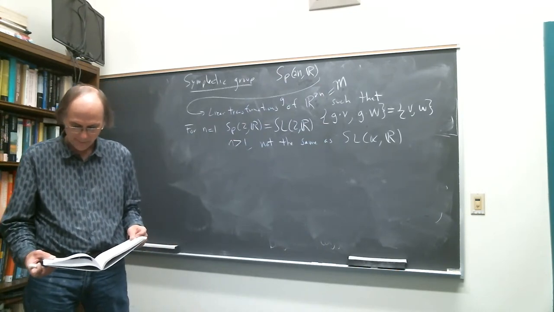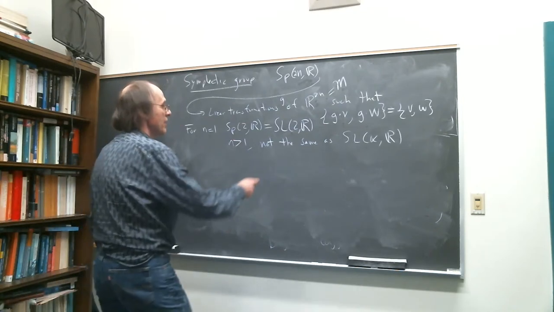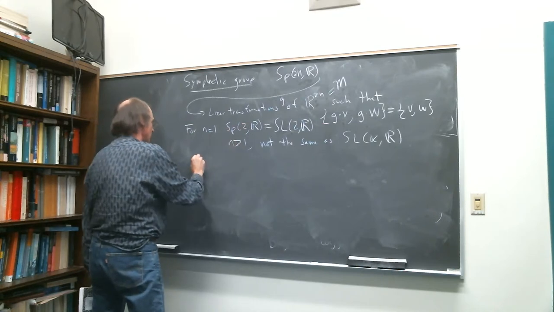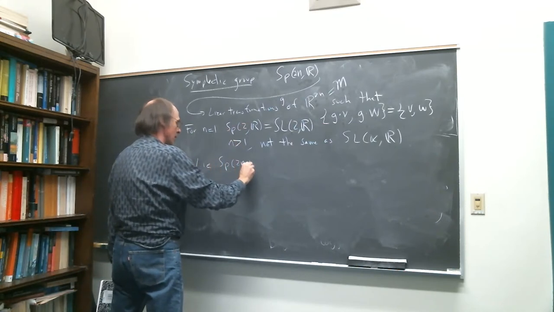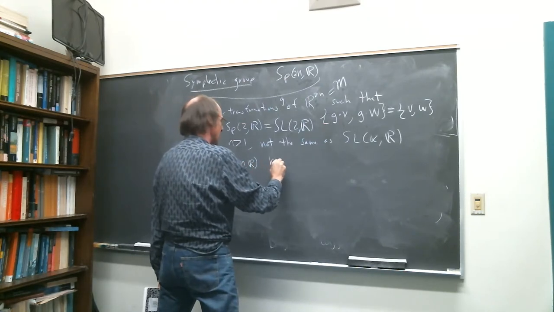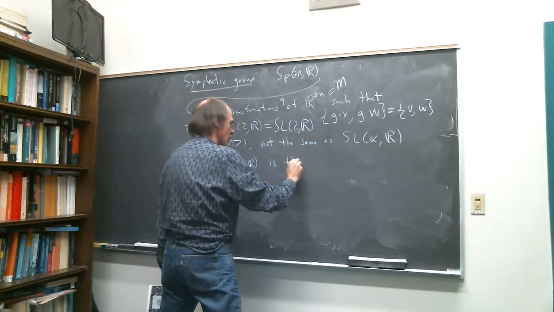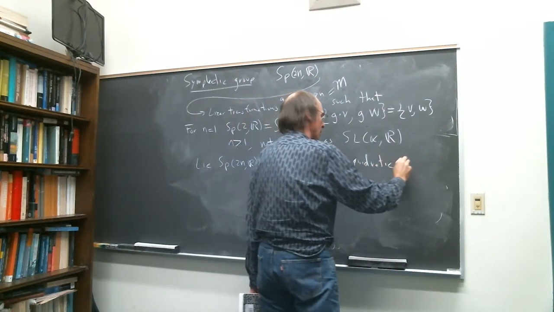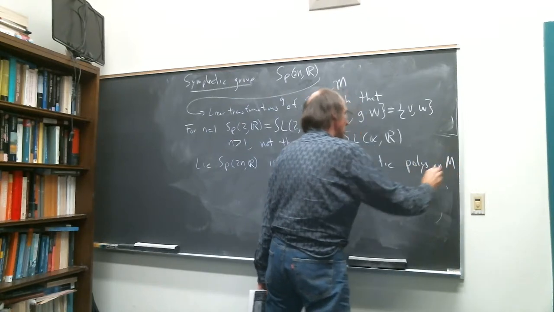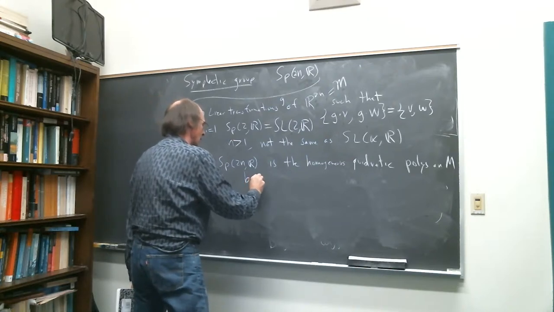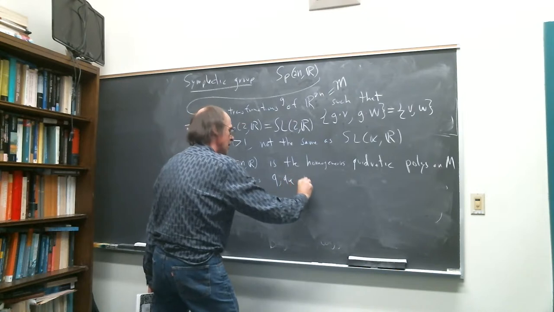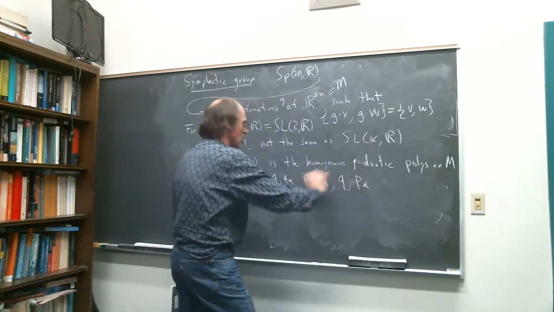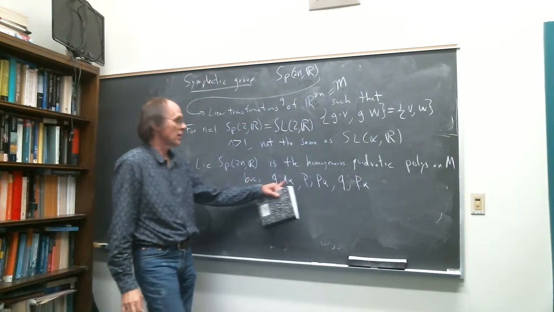Okay, and then one of the interesting things about this is that its Lie algebra has a basis; it really is just the homogeneous quadratic polynomials on M. So there's a basis like q_j q_k, p_j p_k, and q_j p_k. So it's just all quadratic things in the coordinates on M.